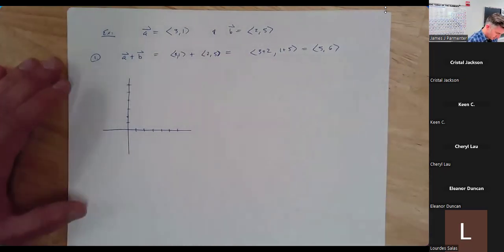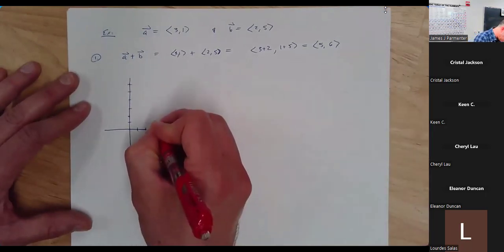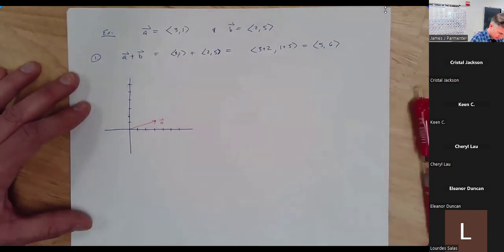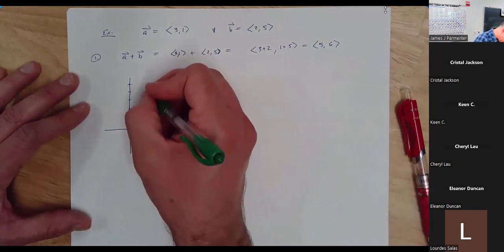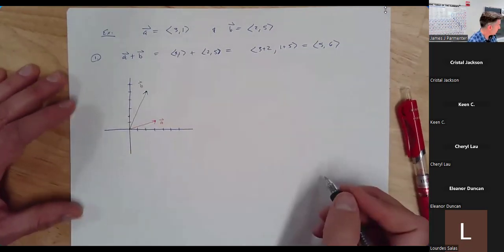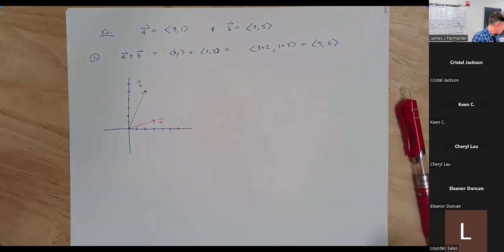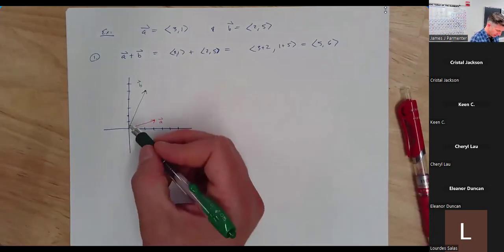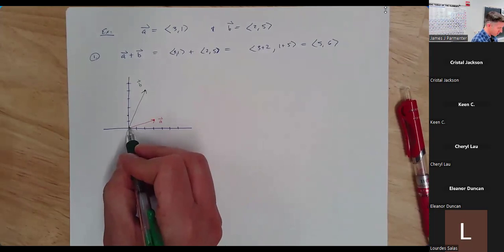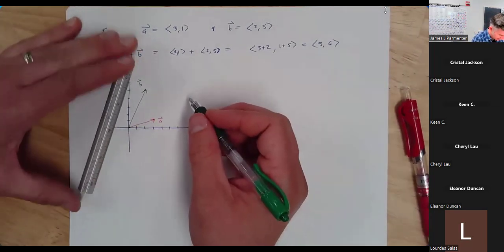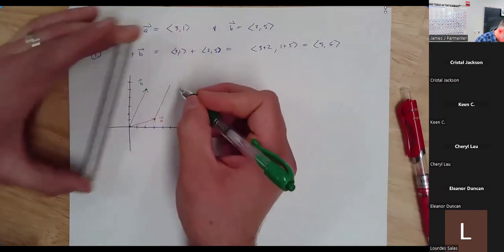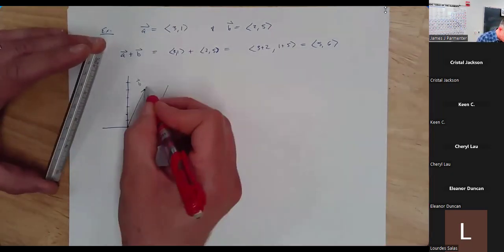So if I graph the vectors 3, 1, so over 3 and up 1, there's my A vector. And over 2 and up 5 is my B vector. Then the way I can graph A plus B is literally taking either one of them and putting its tail on the head of the other one. So we typically call this part we start at the tail and the arrowy part the head. So if I just take that vector here and move it over to there, or vice versa, take this vector here and move it up to there.